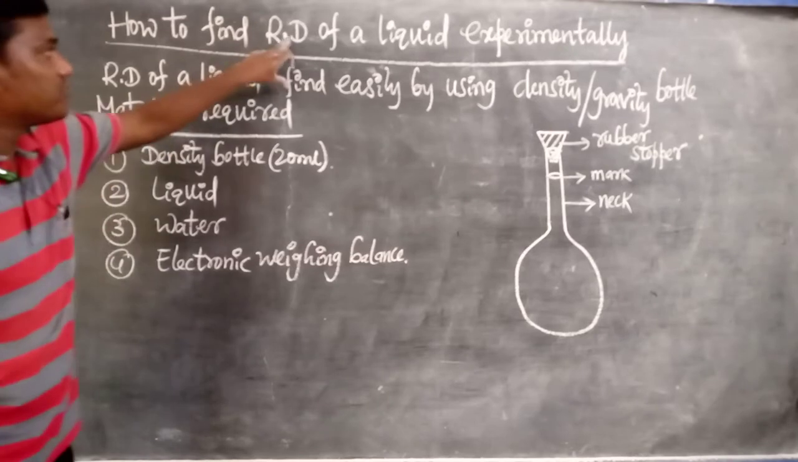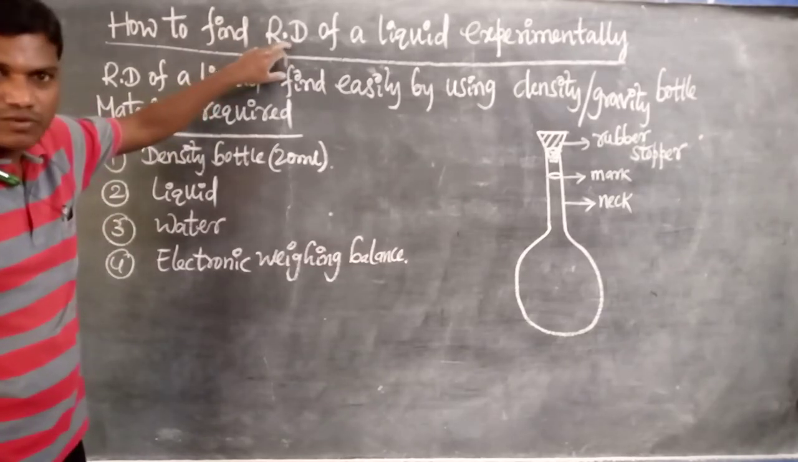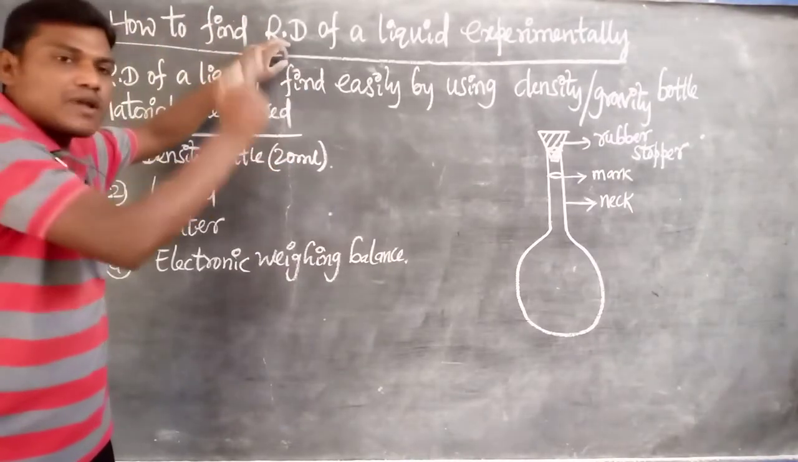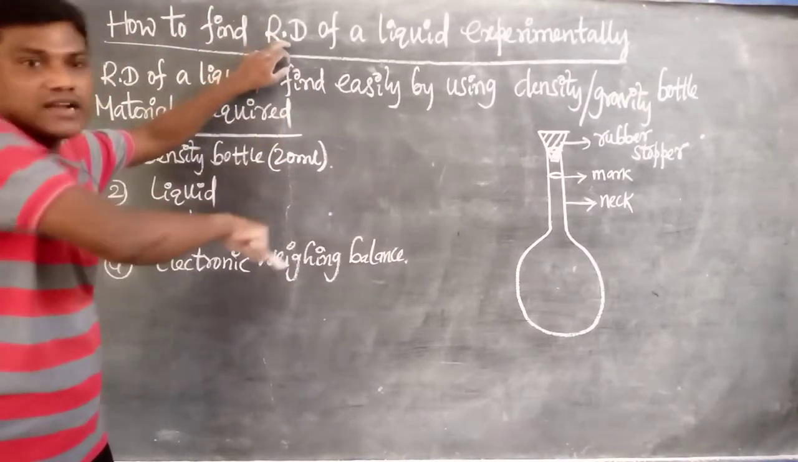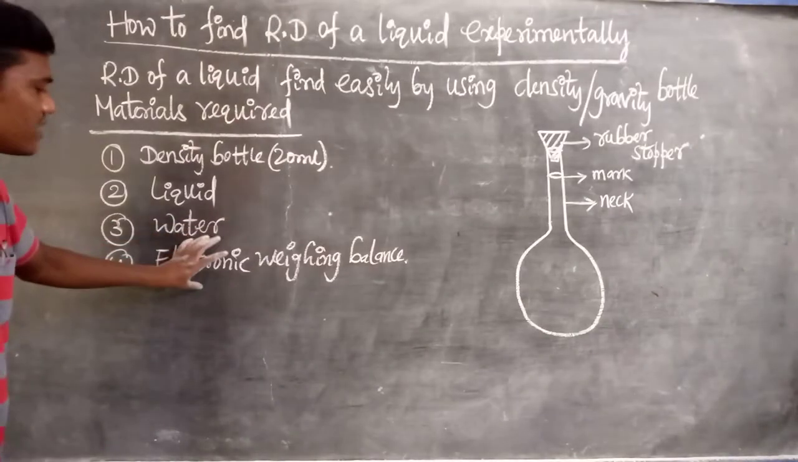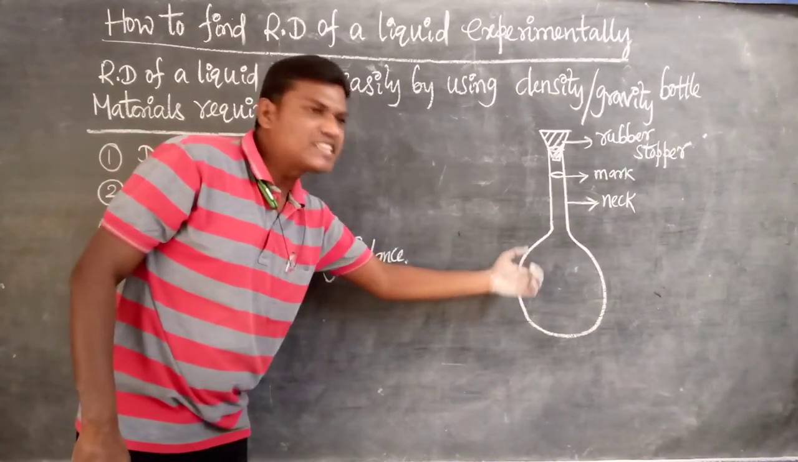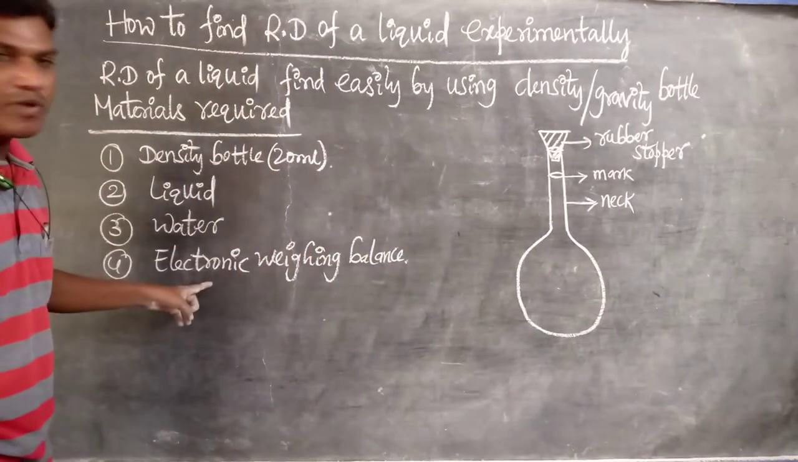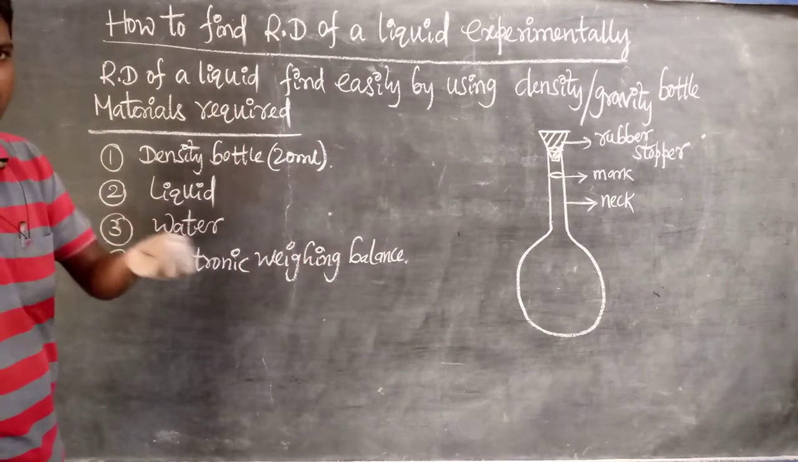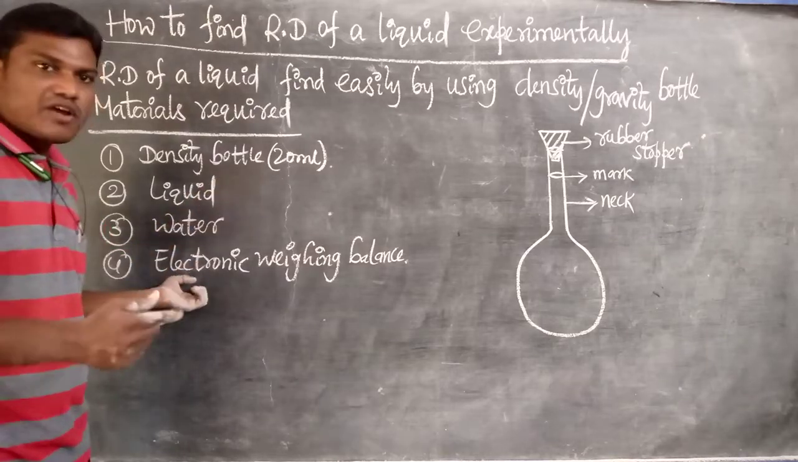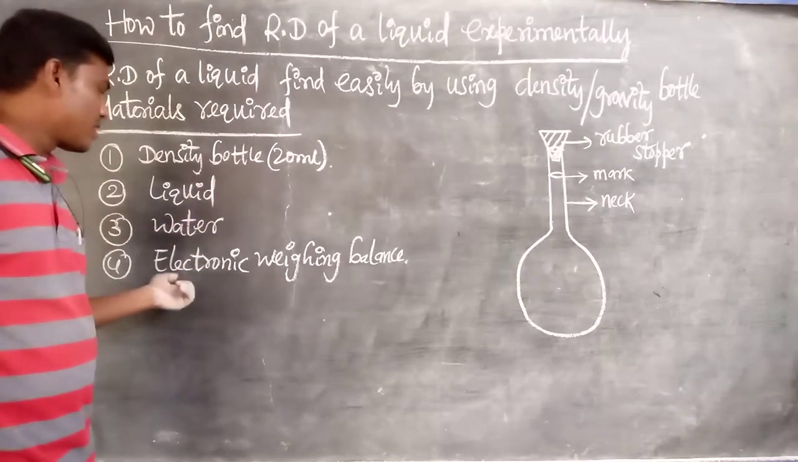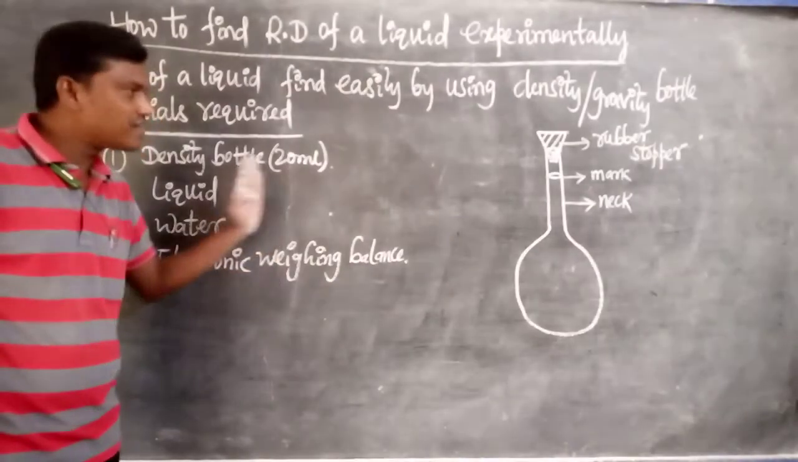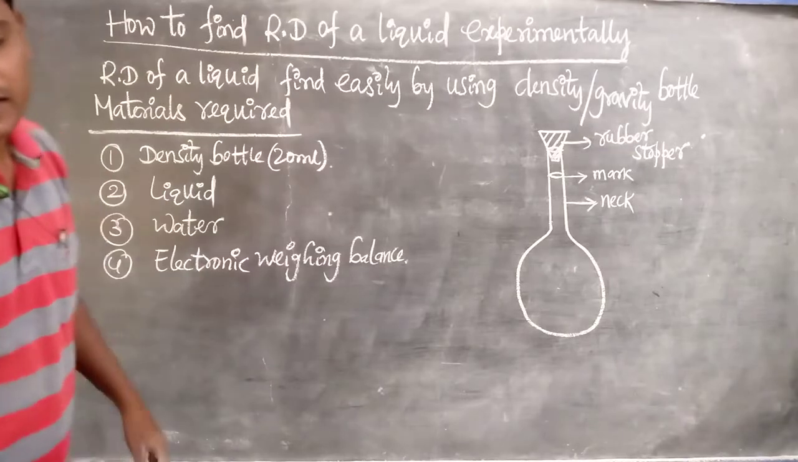Because for relative density, we must take a reference substance, and it is related to water. That's why water is also necessary. And for measuring the mass of the water or liquid and the density bottle, we must want a weighing balance, either physical or common. Mostly we simply use the electronic weighing balance, to finish our experiment quickly. These are the materials required to conduct this experiment.